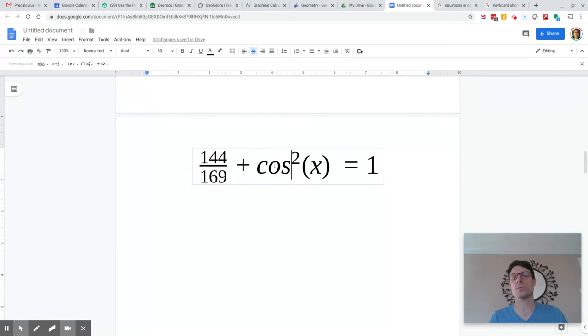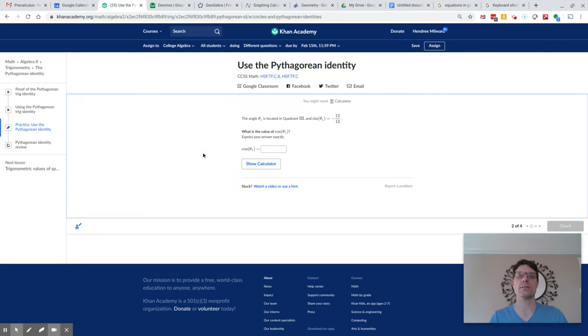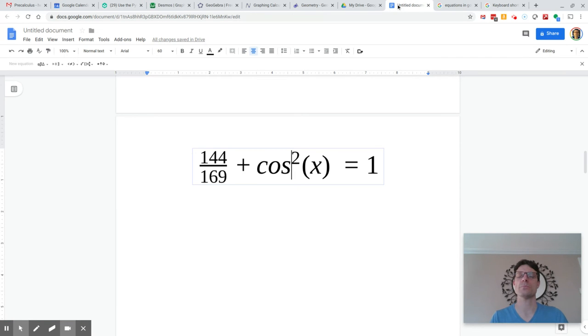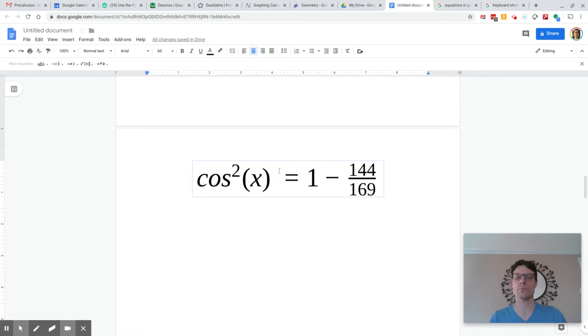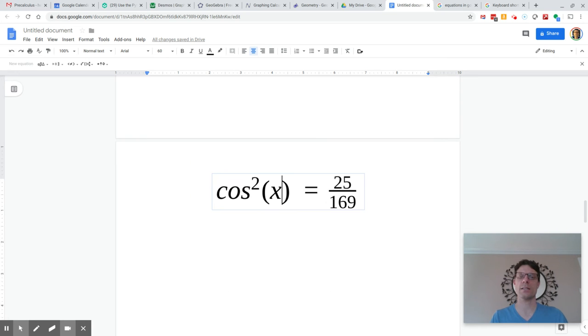Now, all I'm going to do is solve for cosine, because that's what we want to know, right? We don't really want to know x. We want to know cosine of x, or cosine of theta. So I'm going to subtract 144 over 169 from both sides. Then I'm going to get a common denominator of 169, and that gives me 25 over 169 is equal to cosine squared of x.